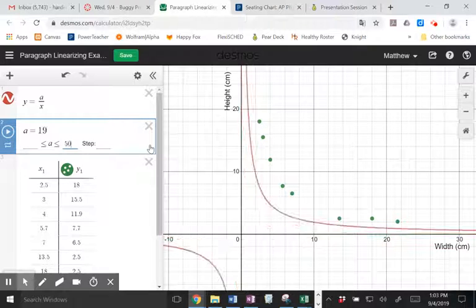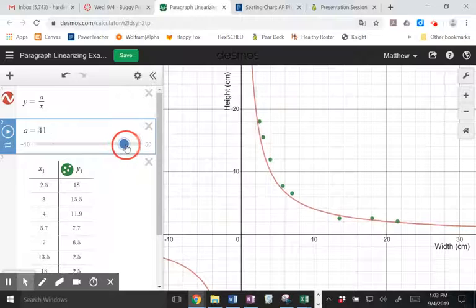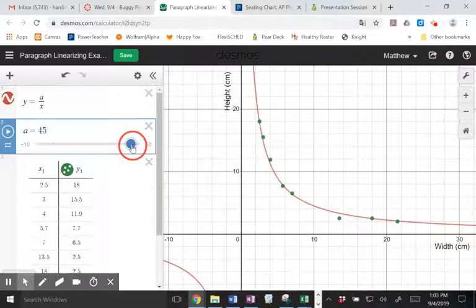Let's make this be 45-ish. Yeah, that looks all right. Mr. Harding said don't go through the dots. Yeah, but it's okay here, you're using a digital tool. We're trying to get the line as close as possible to as many dots as possible.